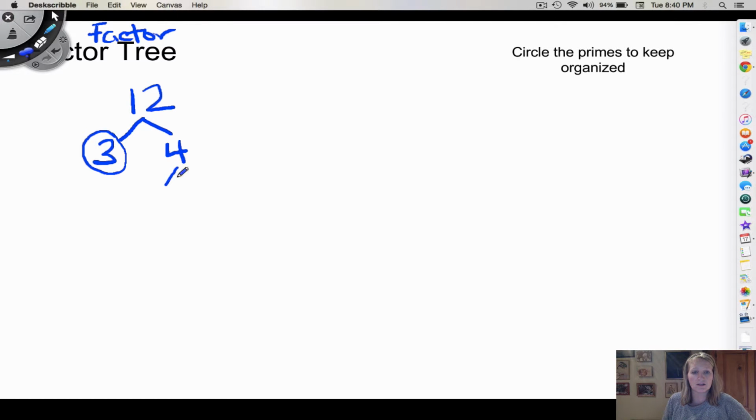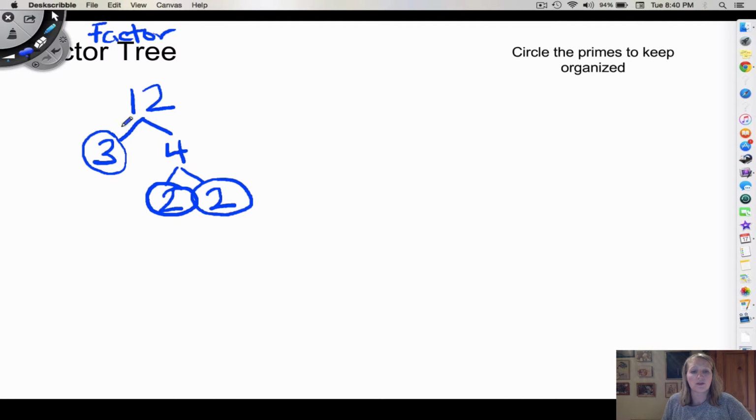So 4 is the product of 2 and 2. Okay, so 2 times 2 is equal to 4. And these both are prime numbers. I can't put any other number other than 2 and 1 into 2 or 2. So these are 2 prime numbers as well.